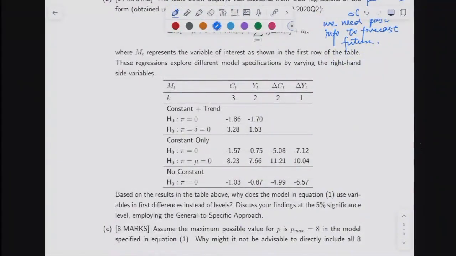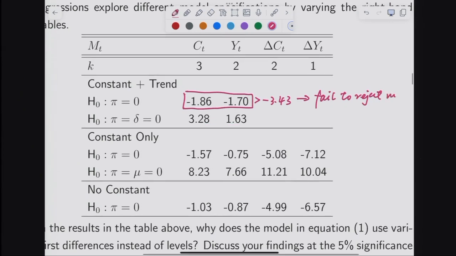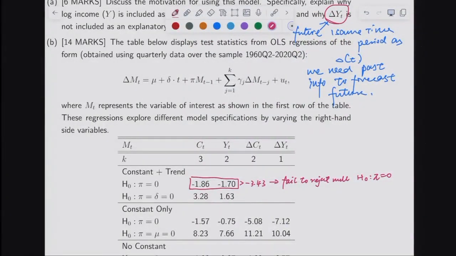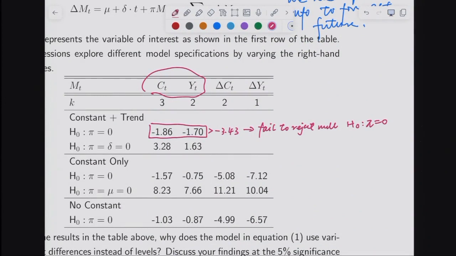So we start from the most general specification, the constant and trend. And given that we're interested in a 5% test, we should compare the given test statistic to the critical value of minus 3.43. And obviously we can see that both of the given test statistics are not more negative than the critical value, so we fail to reject the null. Okay, the null is that pi is 0, which corresponds to there being a stochastic trend in the M, where this M is the level, either the level of the log consumption or the level of the log income.